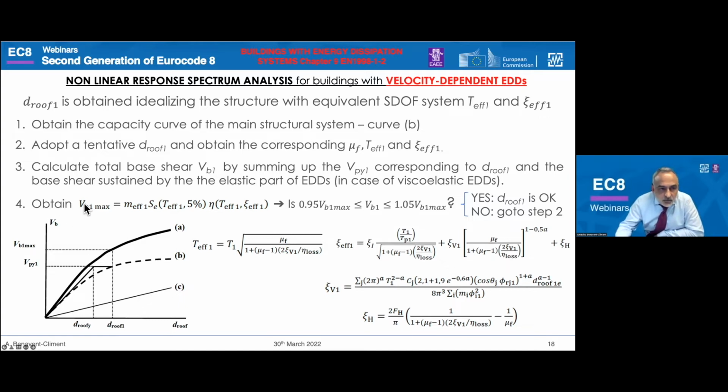In case of viscous dampers, this component does not exist. And four, we calculate this theoretical base shear by applying the well-known equations of dynamics of the response spectrum method. And we have to check that this value is close to this theoretical value to be sure that this point that we have selected is on this curve.